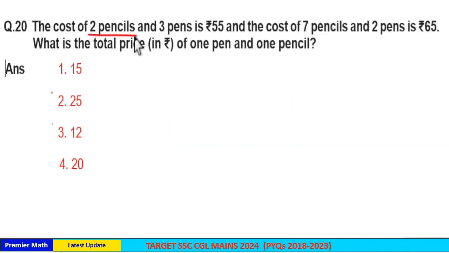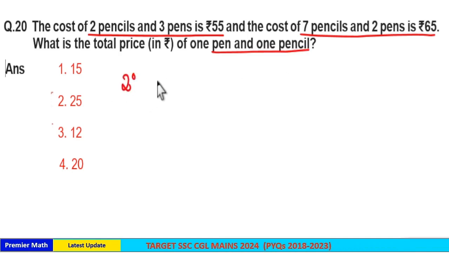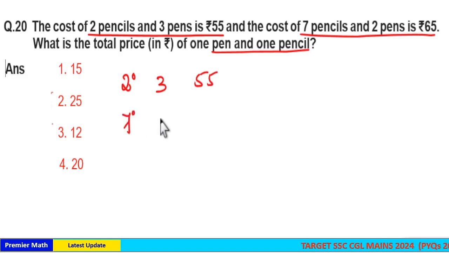The cost of 2 pens and 3 pencils is rupees 55, and the cost of 7 pens and 2 pencils is rupees 65. What is the total price of 1 pen and 1 pencil? Here this is like a linear equation.